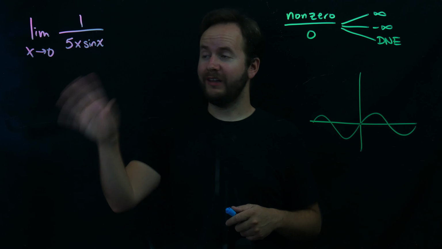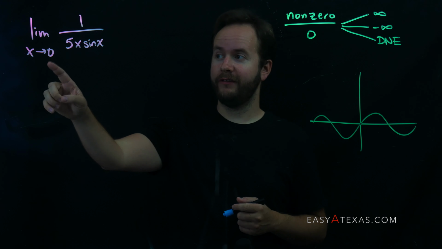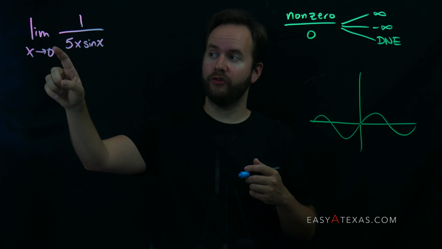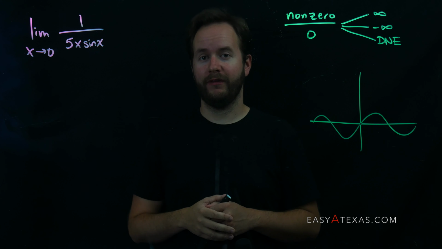Alright, in this problem we have the limit as x approaches 0 of 1 over 5x times sine of x. Take note that it's a two-sided limit. There's no superscript of a plus or minus here, so that means we've got to check both the left and right hand side when we evaluate this limit.